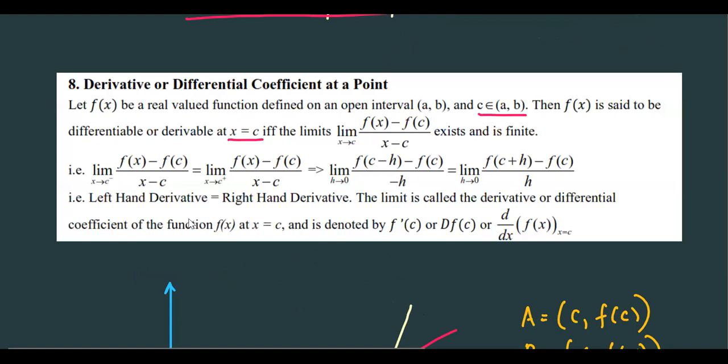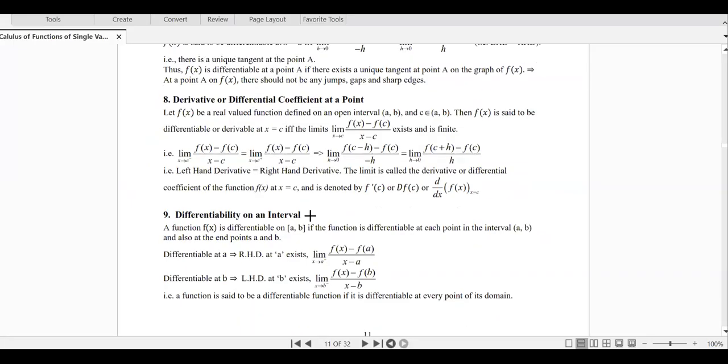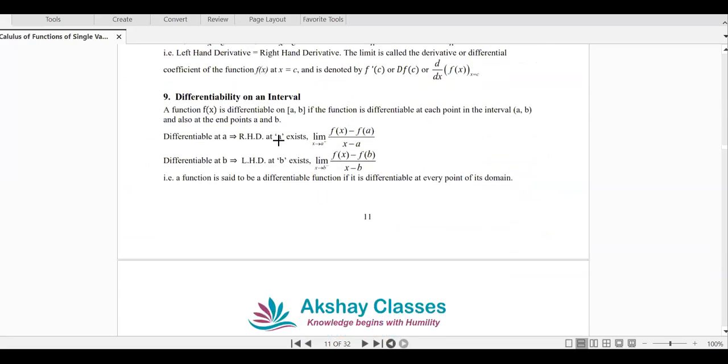Okay. So this limit is called the derivative or differential coefficient, and it has these notations. So the same thing, instead of a plus h, a minus h, we have written this way. So this is another way of writing. Now, what to do next? This is differentiability on an interval.